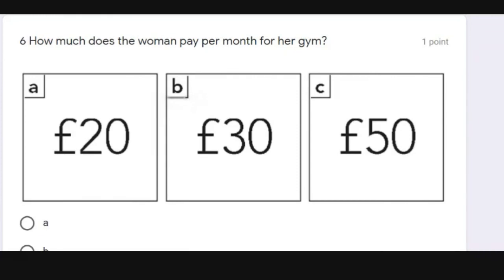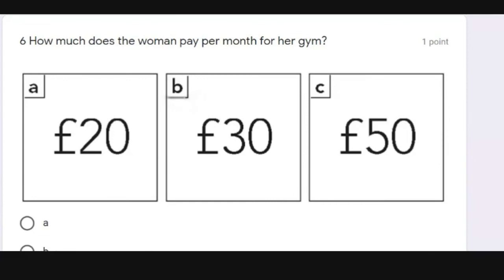6. How much does the woman pay per month for her gym? I'm thinking of joining a gym, but it's so expensive. Really? Mine's only £30 a month. I don't think that's too bad. £30 a month? The one I went to was £50 a month, but I think a lot's included in the price. Wow, that's £20 a month more. It must be good for that price.